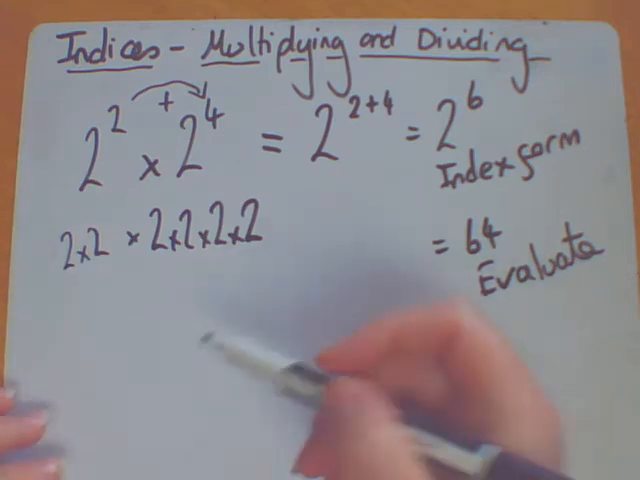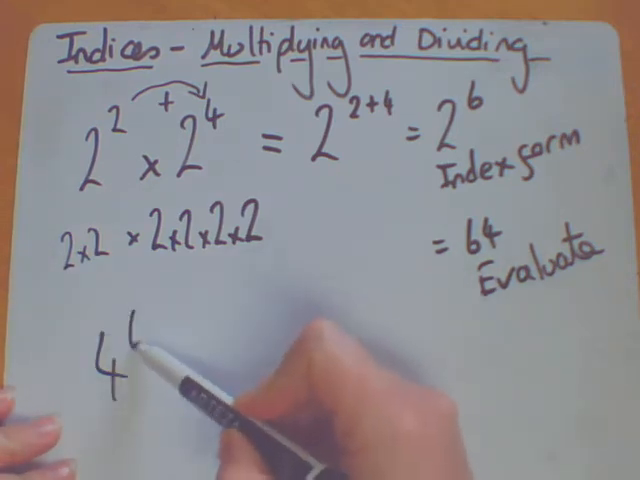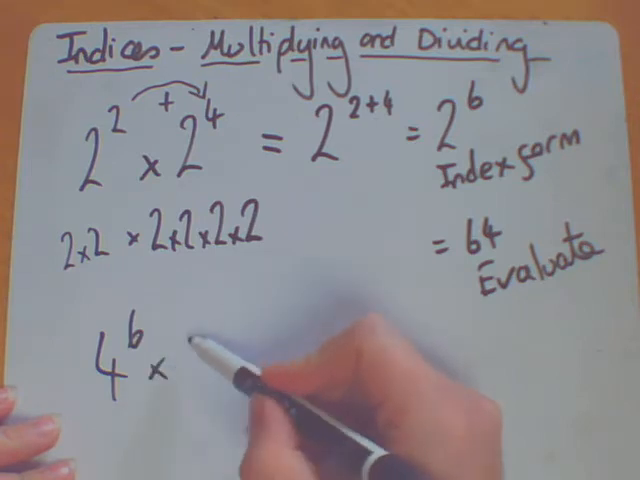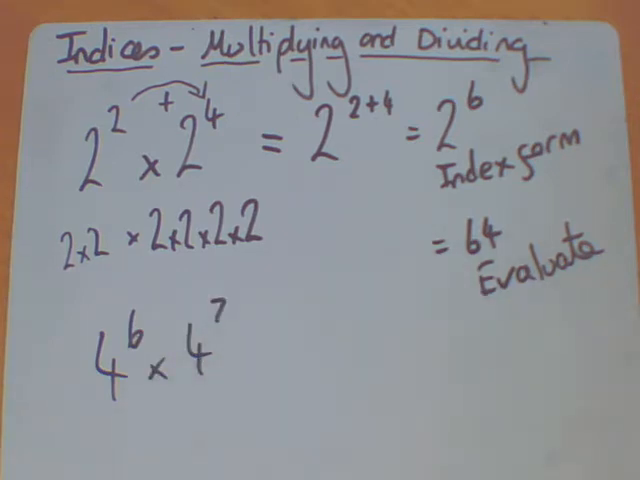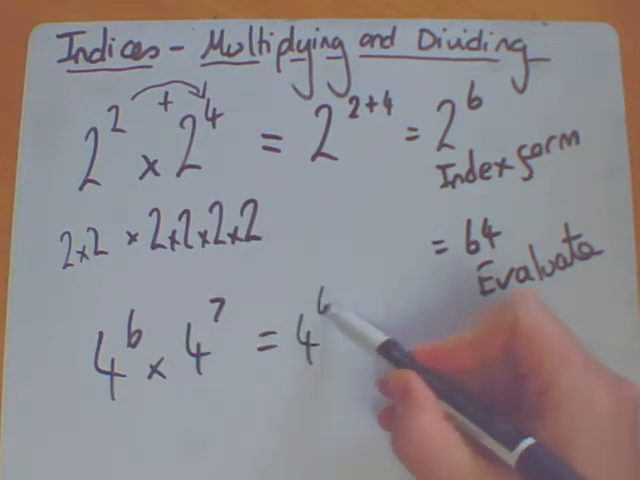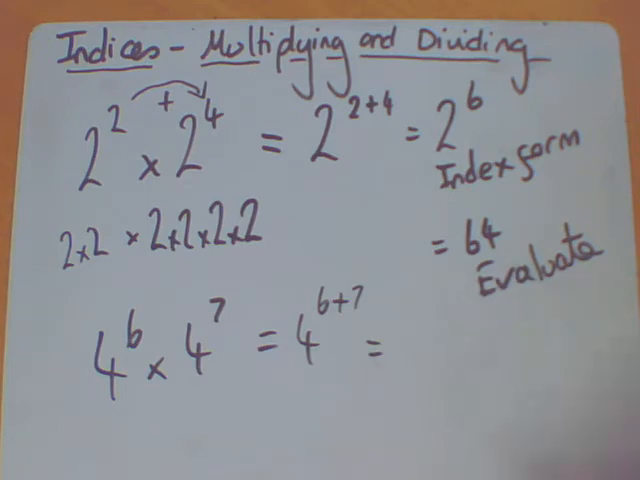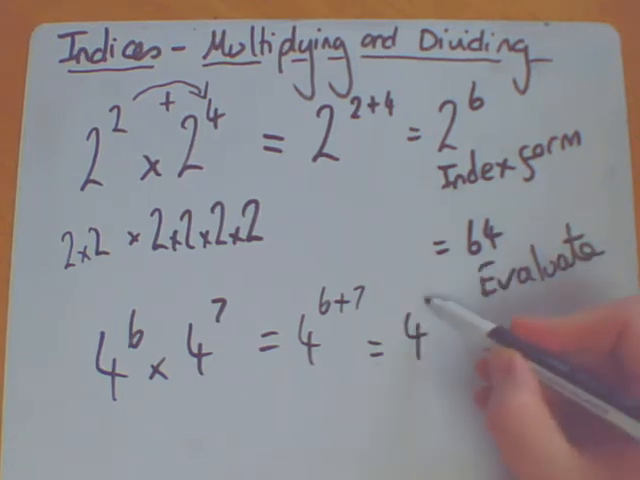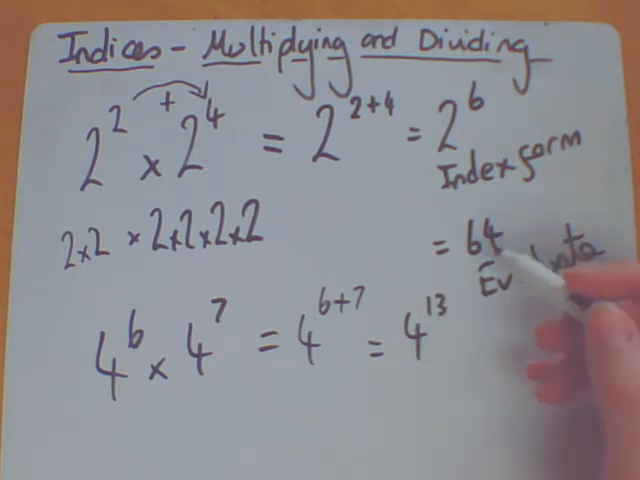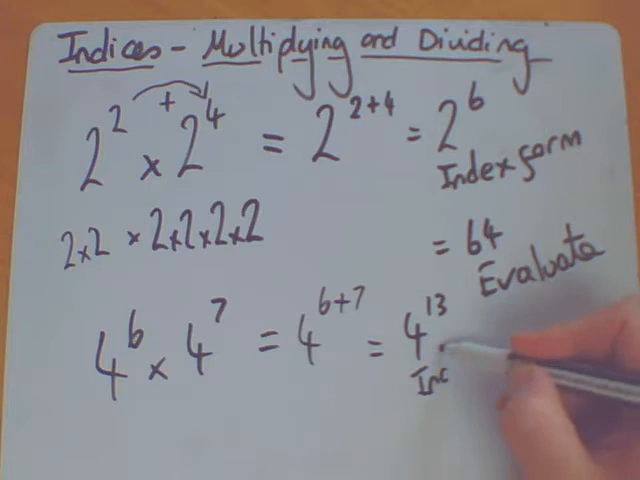So let's have a go at another one. So we've got 4 to the power 6 multiplied by 4 to the power 7. So remember, because we're multiplying, I add the two indices together. So 4 to the power of 6 plus 7 is 4 to the power of 13. Okay, and again, that is the index form.